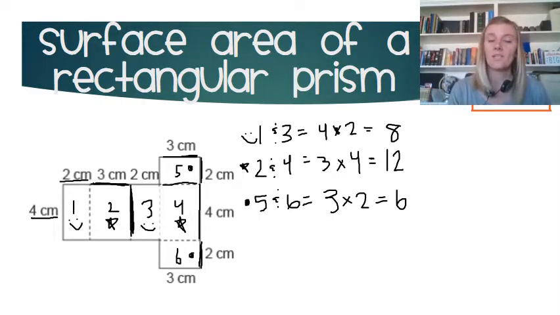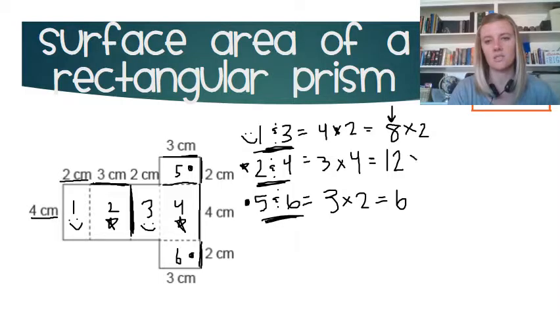Now, once I have figured out the area of all of my sides, all of my faces, I need to add them together. But don't make the mistake that if you only find the area of 1, like this 8 here, I can't just add 8, 12, and 6. That's only going to give me the area for 3 of my sides. Remember that we found the area of 2 faces each. So we would essentially need to multiply each of these by 2 first before we can add our areas together. So 8 times 2 will be 16, 12 times 2 will be 24, and 6 times 2 will be 12.